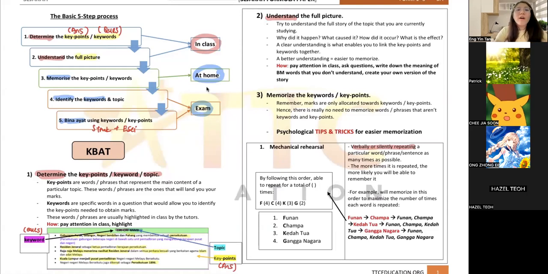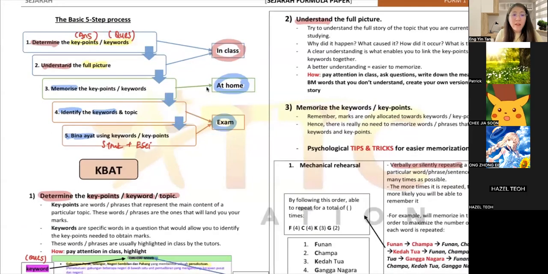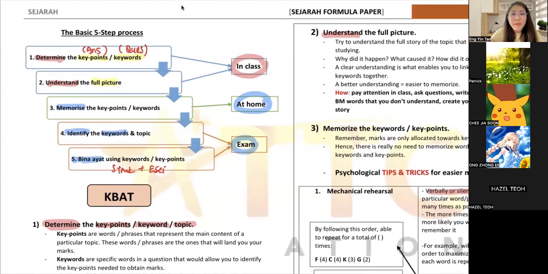Okay. So now let's look at this. These are the 5 basic steps on how to prepare for your Sejarah. As I mentioned just now, if you are preparing for theory paper subjects, for example maybe biology or those, maybe you can try this method. So it's just a suggestion, okay, guys.